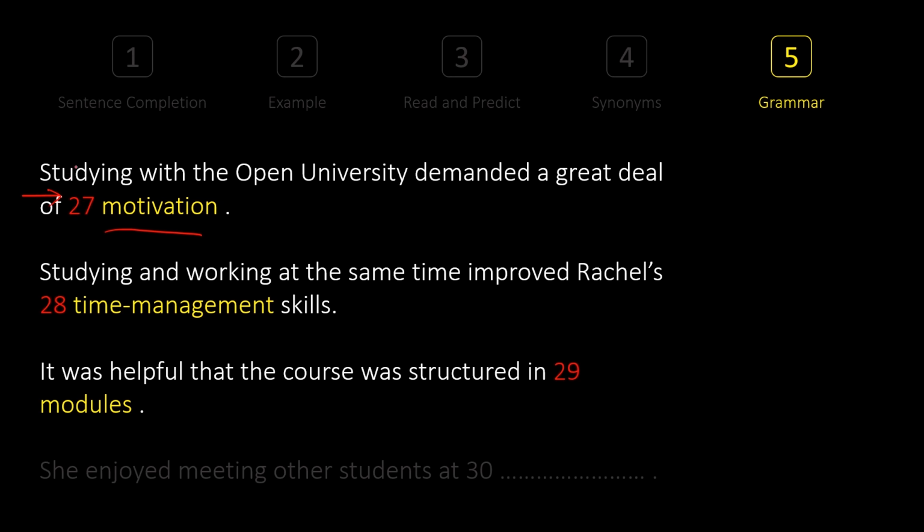Let's see an example. Studying with the Open University demanded a great deal of, let's call it, exercise. See, in this case, it is making sense. And when I say a great deal of cats, it doesn't make any sense, right? This is making sense together. Exercise makes sense, but cats or dogs or the name of a person doesn't, because a great deal of what? Grammatically, it's incorrect. In that case, you can check.